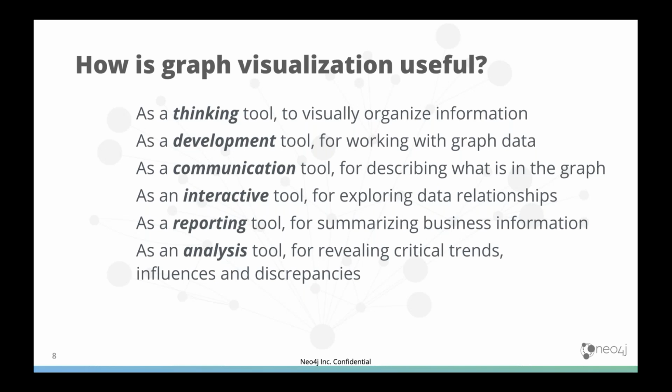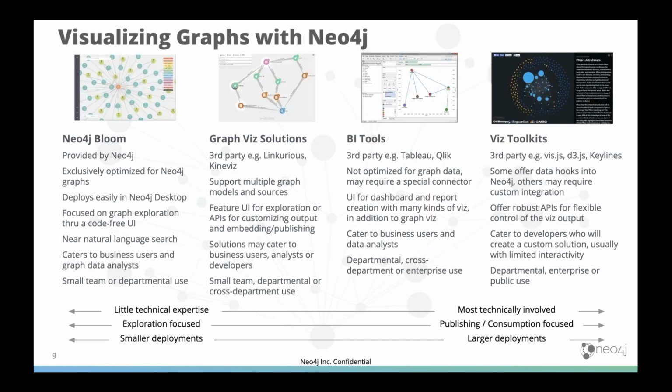And so graph visualization is a great way to represent what's going on inside the database, and people use it for all kinds of purposes: thinking tool, a communication tool, an interactive and exploration tool, and so on and so forth. And there are many different kinds of ways in which you can visualize information graphs in Neo4j with Neo4j. And I've represented them here as a spectrum.